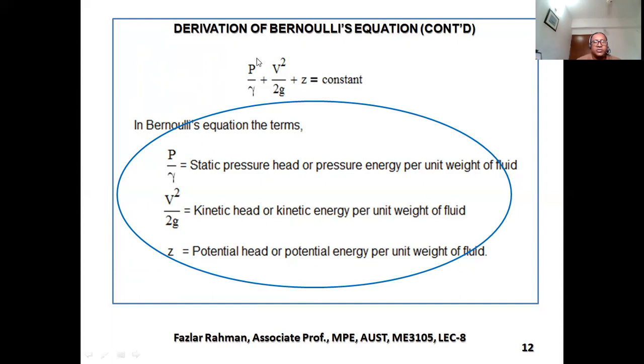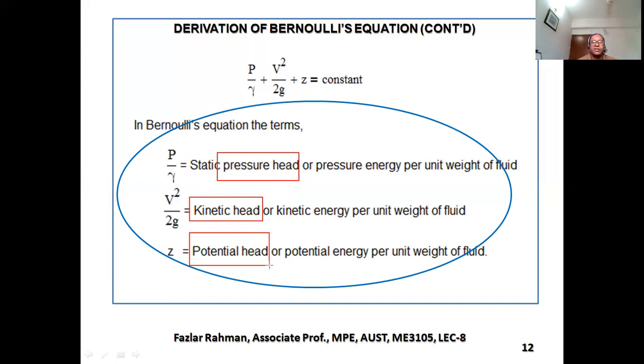So in Bernoulli's equation, the first term, p by gamma, is called static pressure head, or pressure energy per unit weight of the fluid. v square by 2g is called kinetic head. So you see pressure head, kinetic head, and z is called potential head. So you can say the summation of pressure head, velocity head, and potential head is constant. That is the Bernoulli's equation.